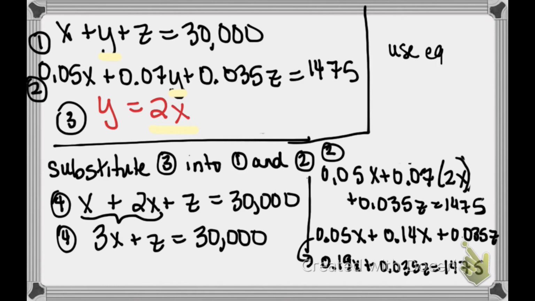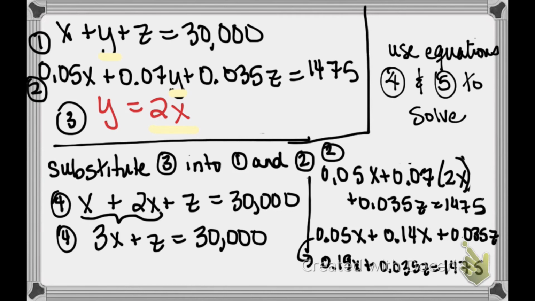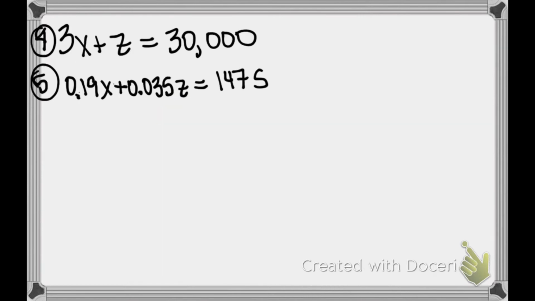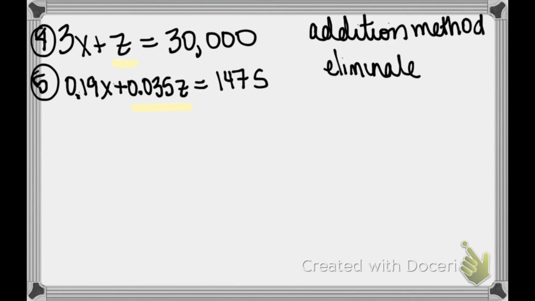I'll go ahead and rewrite these equations on another page. I'm going to use these two new equations, I'm going to call them equations 4 and 5, to solve for x and z. So here I better label, this is equation 5, and then we have equation 4 here on the left. So here they are, equations 4 and 5. And I have decided, looking at this, to use the addition method. You could use the substitution method, but I've decided to eliminate z.